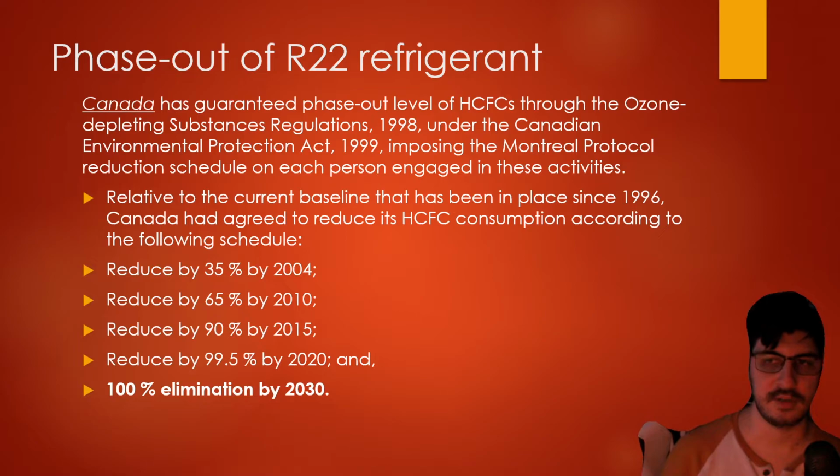So Canada has guaranteed phase-out levels of HCFCs through the Ozone-depleting Substances Regulations under the Canadian Environmental Protection Act, imposing the Montreal Protocol reduction schedule on each person engaged in these activities. Relative to the current baseline, you can see how we want to reduce R22 refrigerant throughout the years. So by 2004, we reduced it by 35%, by 2010, 65%, 2015, 90%, and by 2020, we had it reduced by 99.5%, with the goal of complete 100% elimination, that final 0.5% squeaking in at 2030.